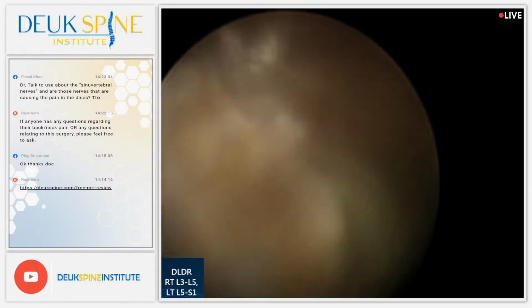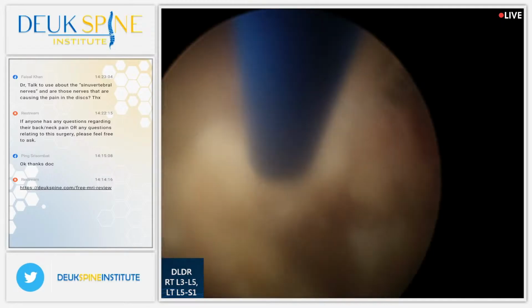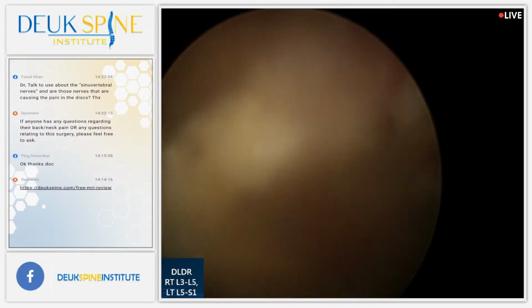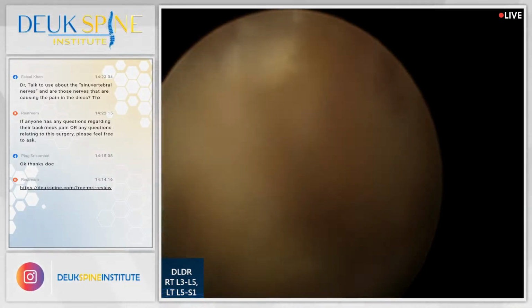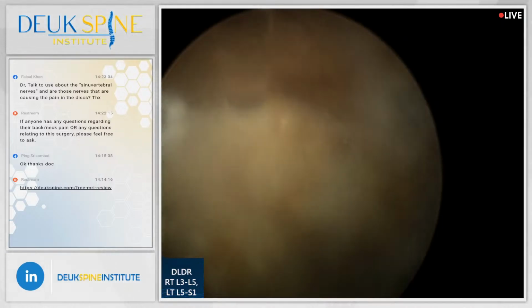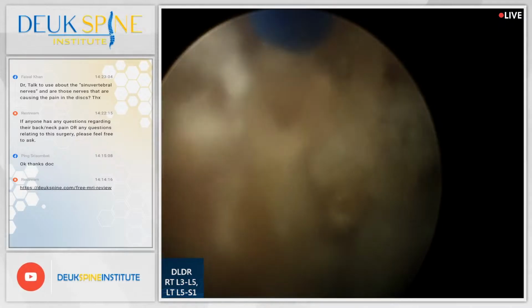That's the problem. These are branches of the sinovertebral nerve that are responsible for disc pain, and we're here vaporizing them with the laser. But these are not normal branches of the sinovertebral nerve. They're abnormal. They shouldn't be here. They're overgrown, like the roots of a tree just overgrowing in a pot. There's too many of them. They're not supposed to be here. But what brings them here is inflammation, chronic inflammation.